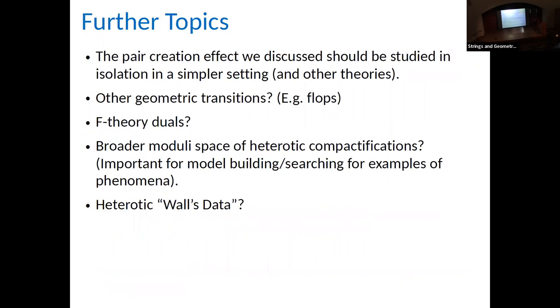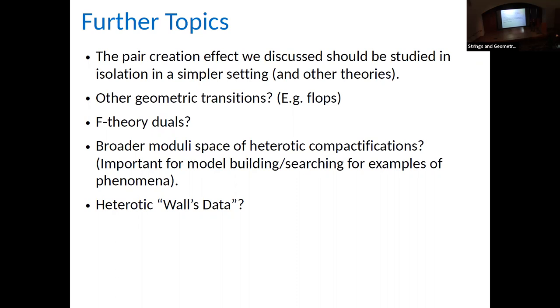Just as an example of a couple of them, it's clear that this pair creation effect of trying to balance gauge and gravitational sectors, I said this can be done with bundles, it can be done with five-branes. There's nothing particularly special about heterotic in that context. So you could consider this same type of transition in other string effective settings, type II, for example. And you could also ask if it could be studied as a gauge-gravitational instanton type of transition, even in flat space. So can this happen in a simpler setting or other theories?